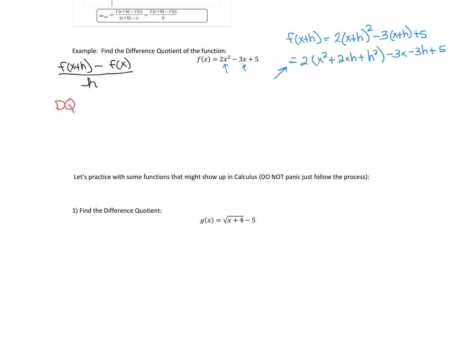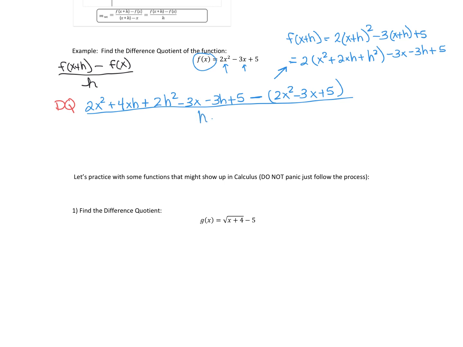I'm going to distribute that 2 at this point. 2x squared plus 4xh plus 2h squared minus 3x minus 3h plus 5 minus f of x, 2x squared minus 3x plus 5, all over h. And what you'll notice is several of these terms cancel, once we distribute this negative through, and that's important that you put those parentheses there, because if you don't, things won't turn out correctly.